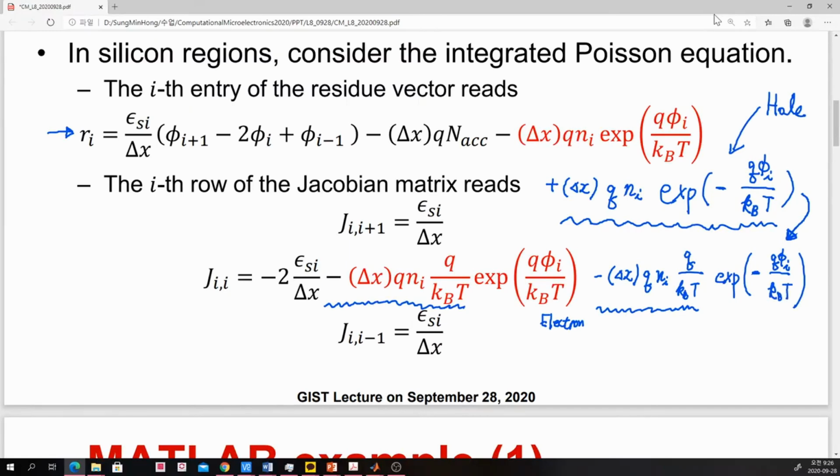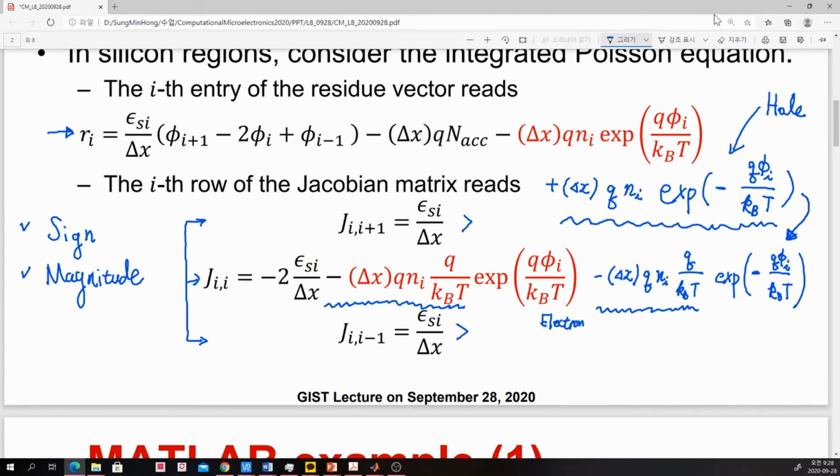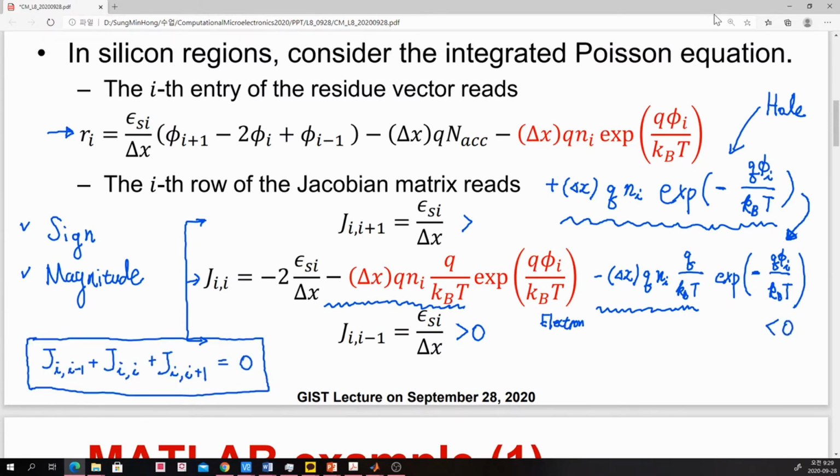So then let me just think about the sign of these three terms. The sign of these three terms is like this. This is always positive, and this is always positive, and this is the j sub I comma I, the diagonal term, which is always negative. So if we consider the terms related to epsilons, that will become 0.